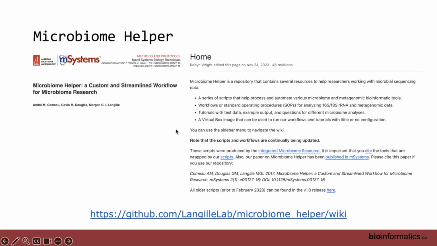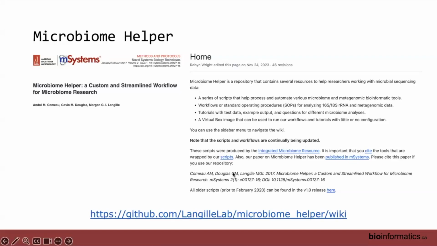And with that, this was even before I was working with Morgan, a long time ago now, there's a Microbiome Helper paper that came out, which gave an initial workflow for processing your DNA sequencing data. This actually also included the wet lab steps for generating it as well. This was published in 2017, and as you can imagine, many things have evolved since 2017.